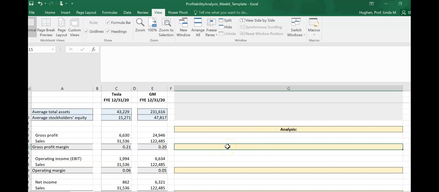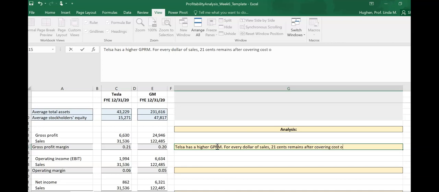Let's assume that the reader of our analysis doesn't know much about what these ratios mean, and we want to provide some information to them. So let's, in a sentence or two, provide some information about what we've learned with our analysis of gross profit margin. So I might say something like, Tesla has a higher gross profit margin. For every dollar, what does that mean? For every dollar of sales, 21 cents remains after covering cost of sales.